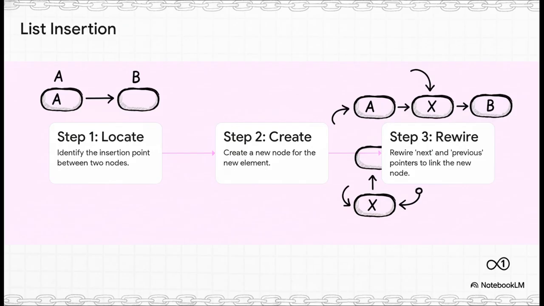To insert a new element, you don't have to move anything, not a single thing. You just create a new node, and then you just rewire the pointers. You tell the node before it to point to the new guy, and the node after it to point to the new guy. It's literally like adding a new link into the middle of a chain. It's a constant time, O(1), operation. And it doesn't matter if the list has 10 elements or 10 million, it's just as fast.